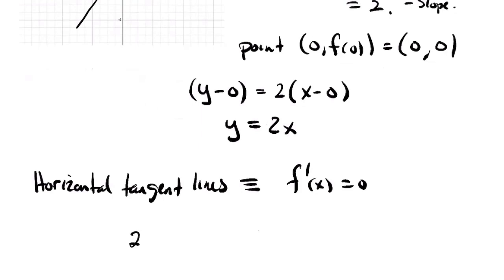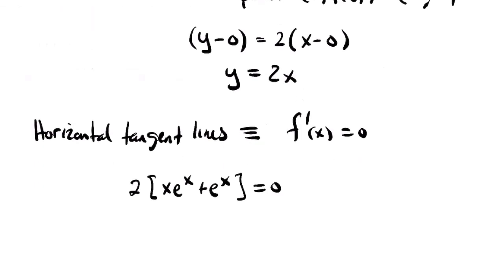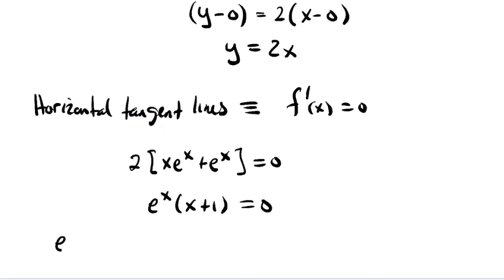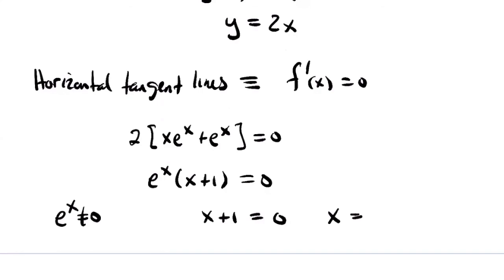So we need to know, how can 2 times x e to the x plus e to the x equal 0? All right, well, you can divide both sides of that equation by 2 and factor out an e to the x. So it's equivalent to the equation e to the x times x plus 1 is 0, right? E to the x is never 0 for any value of x. So this is 0 only when x plus 1 is 0. Only when x is minus 1. So our function has exactly one horizontal tangent line, and it's when x is equal to minus 1.